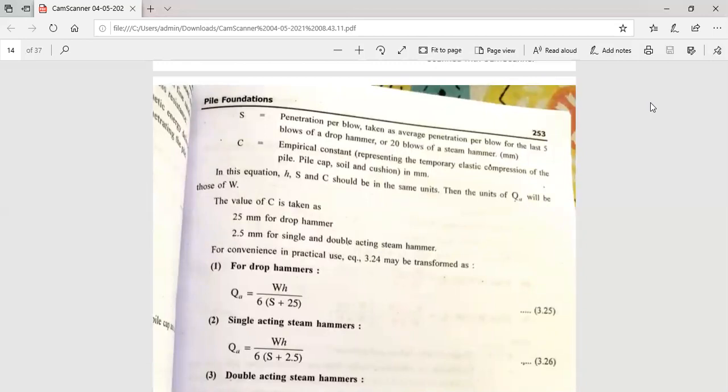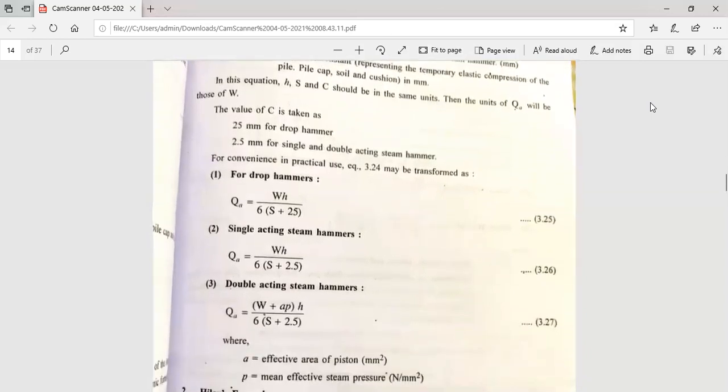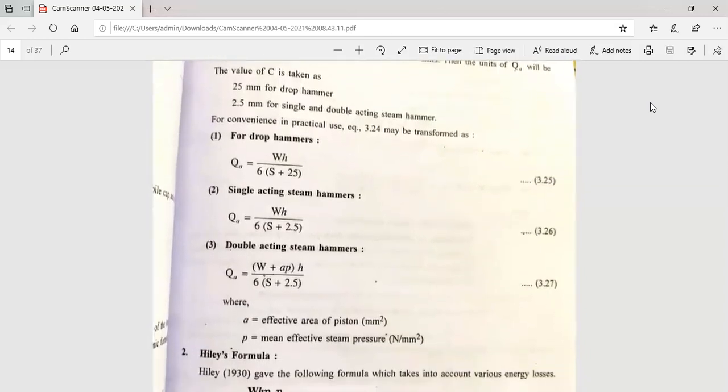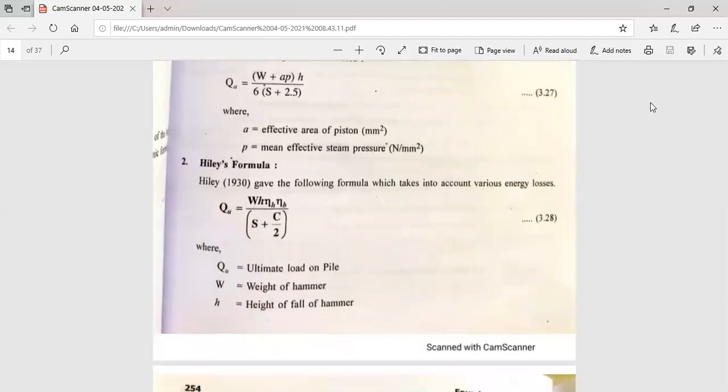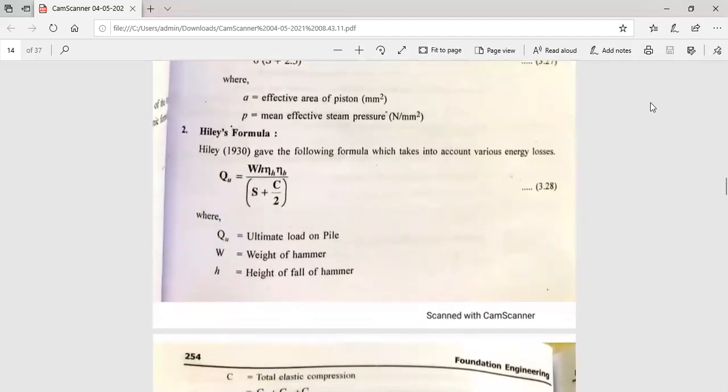The value of C is taken as 25 mm for the drop hammer and 2.5 mm for single and double acting steam hammers. So for drop hammers, the QA equation is W H divided by 6 into bracket S plus 25. For single acting steam hammer, QA is equal to W H divided by 6 into bracket S plus 2.5. For double acting steam hammers, the QA equation is W plus A P into H divided by 6 into S plus 2.5, where A is the effective area of the piston and P is the mean effective steam pressure.